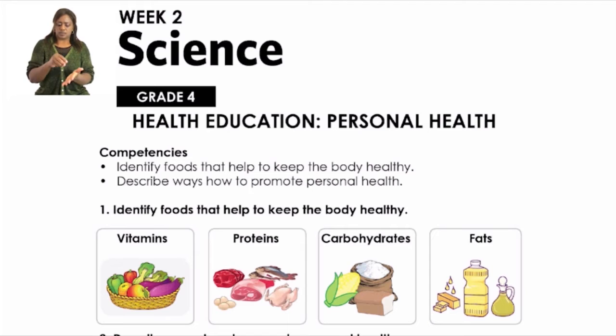For example, from meat, we also get it from eggs, nuts, and dairy products. So let's move on to the third one, carbohydrates. So carbohydrates gives our bodies energy to do work, to play, and to do our schoolwork.